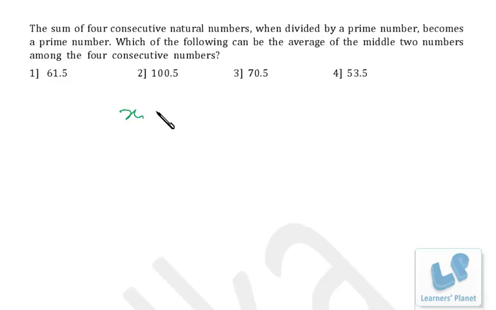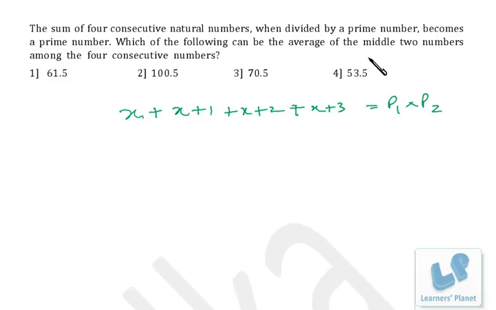Now the four consecutive numbers must be x, x plus 1, x plus 2 and x plus 3. Now if we divide the sum by a prime number, we get a prime number. That means this sum should be the product of two prime numbers, say P1 and P2. Right. Now instead of going for too much hit and trial, we can go by option.